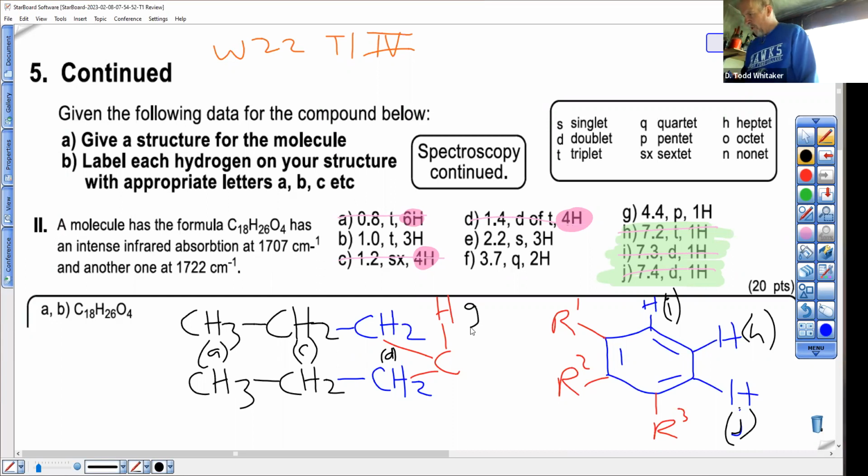Does it fit that it's at 4.4? Not yet. You're not getting any points for G right now. There's no way it would have a peak at 4.4 with what you've drawn. So now we got to figure out what moved that up to 4.4. And we got a lot of information we haven't even looked at yet. I'm thinking 4.4 with this stuff here. It's telling me I got two carbonyls here. Two carbonyls. So what kind of an H would that be to get it up to 4.4?